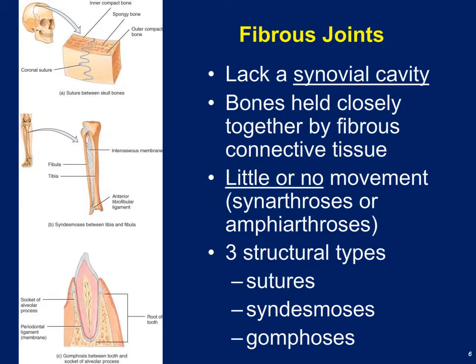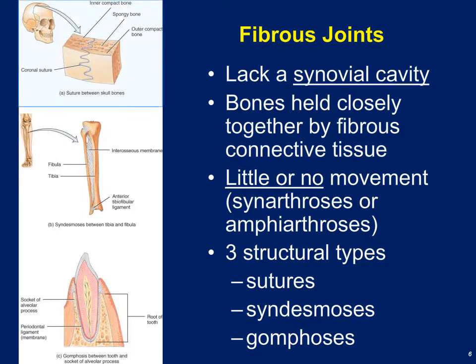So let's start out with some of the structural classifications. One of the first structural classifications for joints was fibrous joints. Fibrous joints are joints that lack a synovial cavity and where the bones themselves are held closely together by fibrous connective tissue. And usually this fibrous connective tissue allows no movement or maybe just a little movement. There are 3 different types of fibrous joints that we would find in the human body, and these include sutures, syndesmoses, and gomphoses.